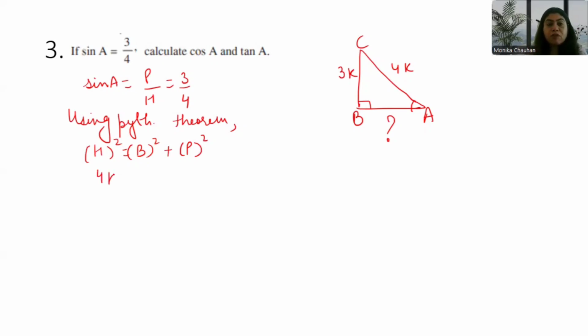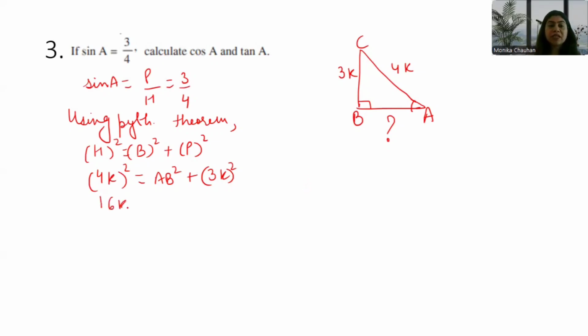So hypotenuse is (4K) square. Base square is not given, so it is AB square. And perpendicular is (3K) square. Do you know why I'm putting it in brackets? Because for 3K, it is the square for 3 as well as for K. Many people make this mistake, writing 3K square, so everybody thinks it's only the square of K, not of 3. So that's why I'm writing it.